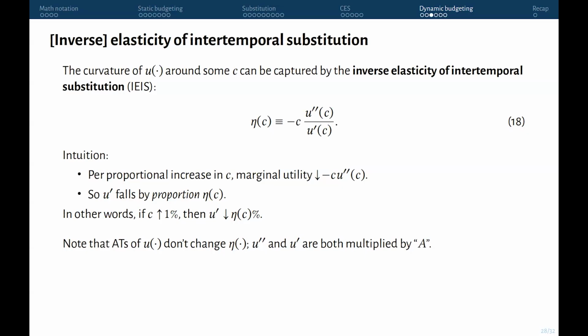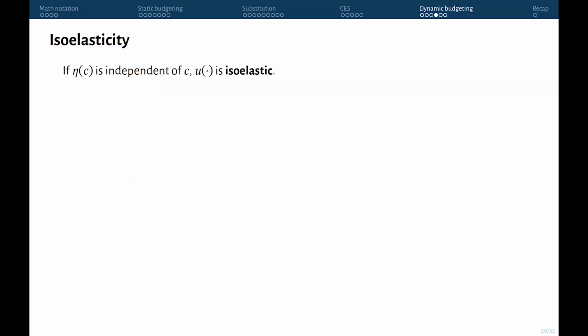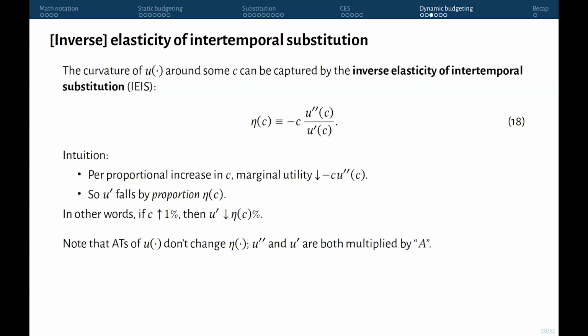So that affine transformation is not going to change the inverse elasticity of intertemporal substitution. It's sort of intuitive, right? How curvy the function is, it's not going to depend on how much you shift it up or down, or what tick marks you put on the axes. Any questions about this concept? Okay.